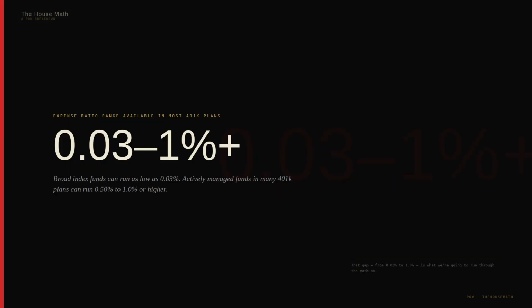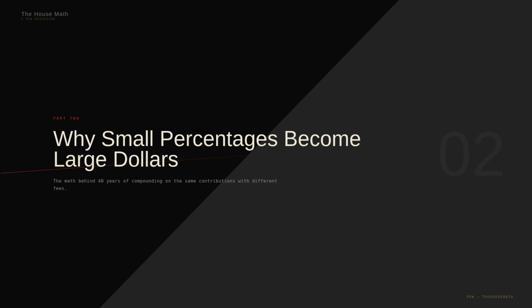The range of expense ratios available to 401k investors can span from roughly 0.03%, the kind you'll find on broad index funds, to 1.0%, 1.5%, or higher on actively managed funds in many 401k plans. That gap, from 0.03% to 1.0%, is what we're going to run through the math on today. The reason expense ratios matter so much isn't the fee in any given year. It's the compounding effect over decades.